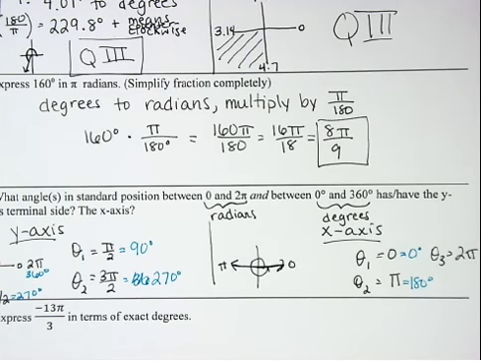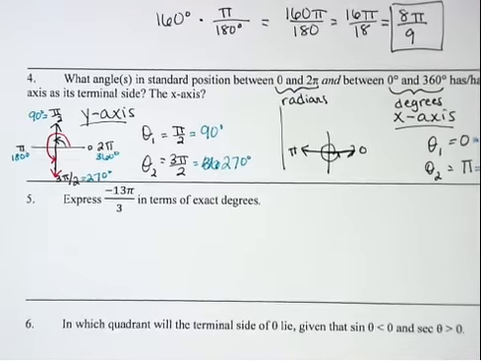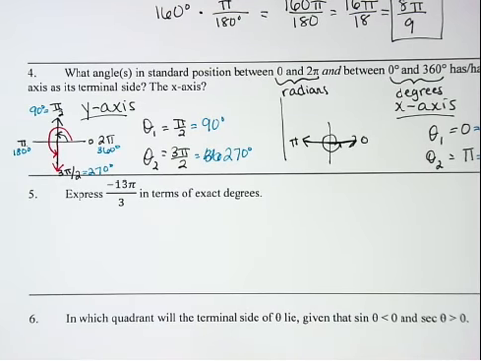Welcome back. This is the second video for the Chapter 2 part, or Test 2. We are starting with question number 5. Question number 5 says, express negative 13 pi over 3 in terms of exact degrees.